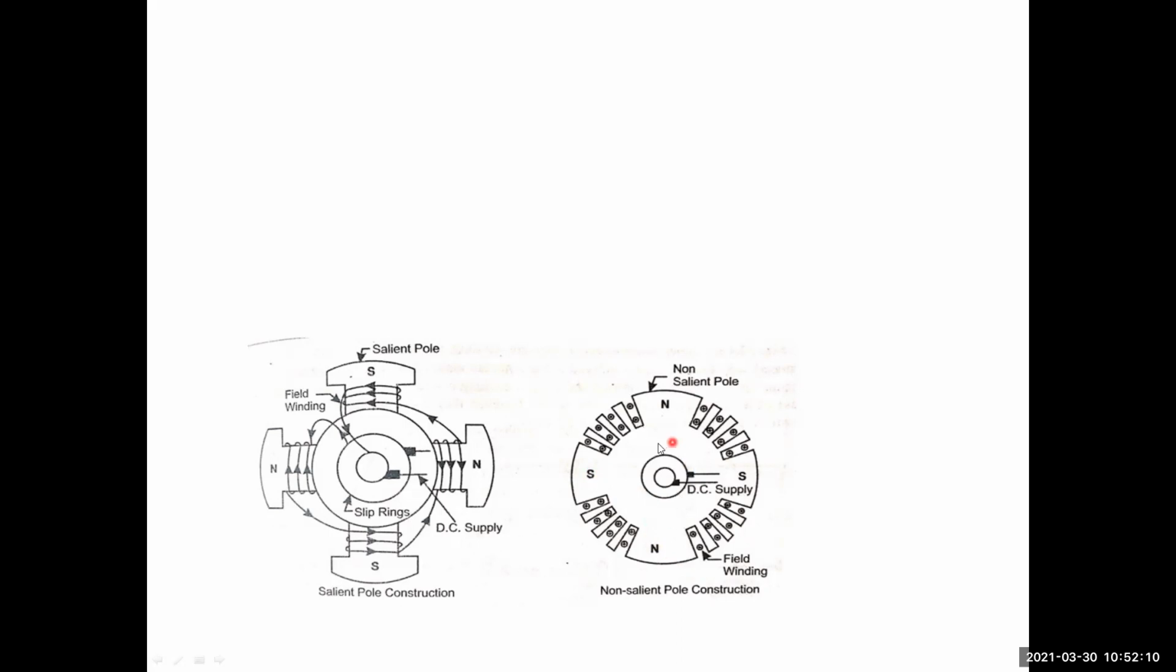In the non-salient pole rotor, this uncovered portion is where the winding is not covered. That's why it acts as a pole. This rotor is excited by DC supply. This is called the non-salient pole rotor. Understood? So that is the difference between a salient pole and a non-salient pole in terms of construction.